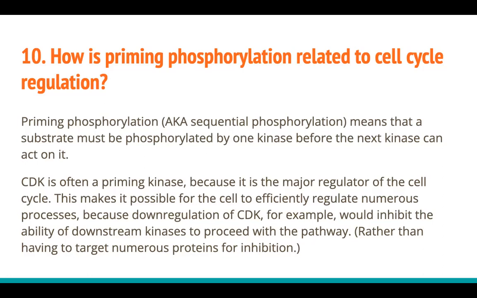So WEE1 kinase, that phosphorylation is just holding it in the inactive state. And once that phosphate is removed, it's already ready to go, but one doesn't enable the other to happen. They just happen at the same time. You have to take it away before it can actually happen. That's different than priming phosphorylation, where you need one kinase for the other kinase to be able to act.